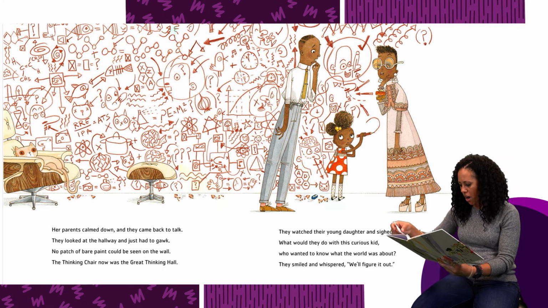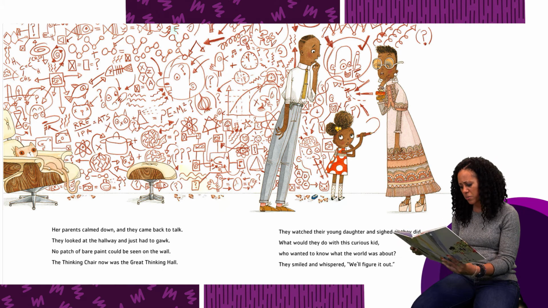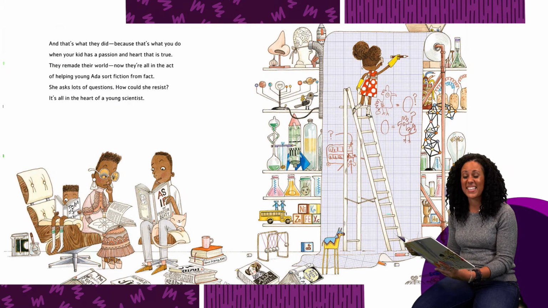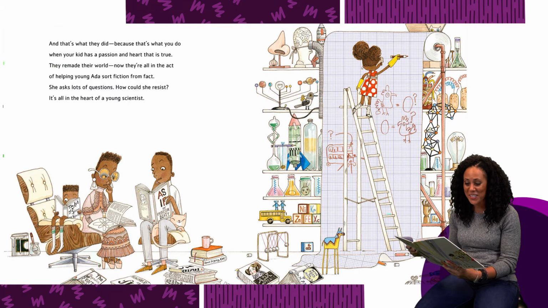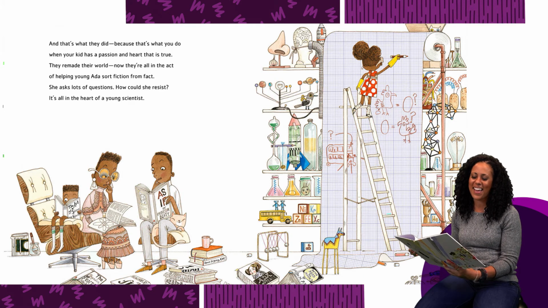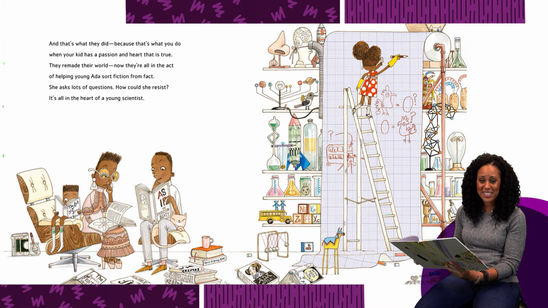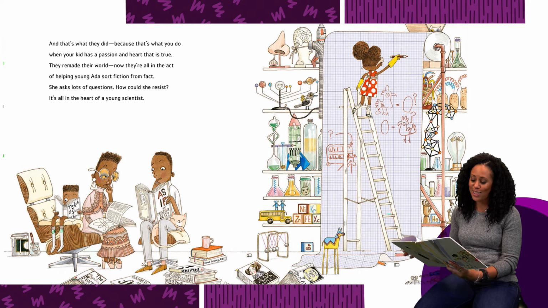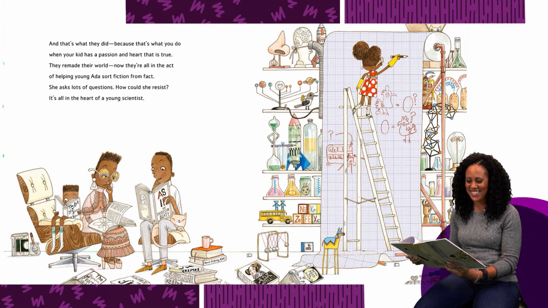They watched their young daughter and sighed as they did. What would they do with this curious kid who wanted to know what the world was about? They smiled and whispered, "We'll figure it out." And that's what they did, because that's what you do when your kid has a passion and heart that is true. They remade their world. Now they're all in the act of helping young Ada sort fiction from fact. She asks lots of questions. How could she resist? It's all in the heart of a young scientist.